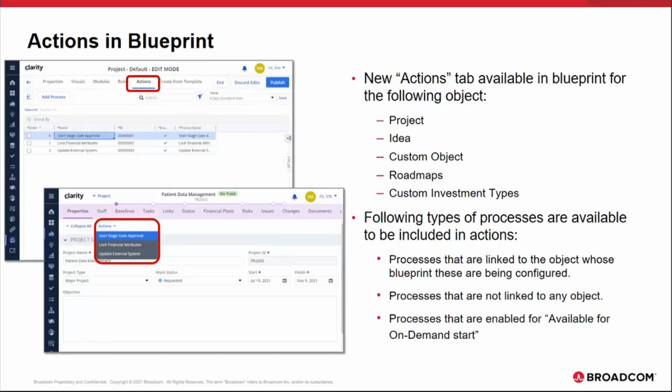specific object instance. To make that process available under actions, the process has to be active. The process has to be either linked to that specific object to which this is being included, or the process should be not associated with any object, and the processes should be enabled for available for on-demand start. Once those conditions are met, the processes can then be included in the actions within the blueprint of that object.